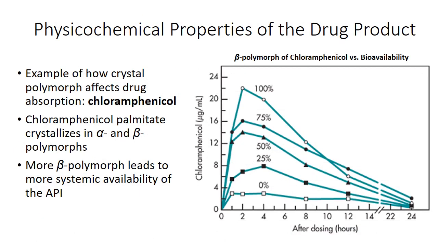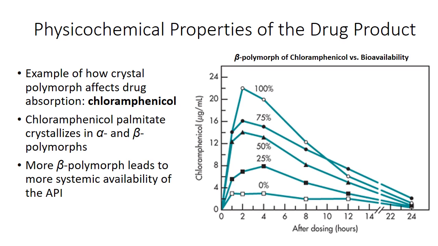So we just talked about pKa. So what about this whole idea of the crystal form that we talked about? And this is the example I wanted to use. Chloramphenicol is a drug that's an antibiotic. It's still used from time to time. So chloramphenicol exists in at least two different crystal forms. There's something called the alpha form and something called the beta form, or beta polymorph.